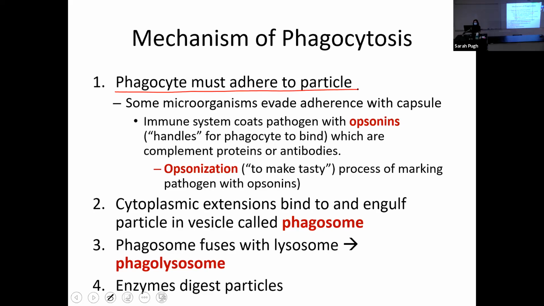Now, your immune system has the ability to coat a foreign organism with something called opsonins, and I'll show you a picture of this in just a minute. Opsonins are basically handles. And so the term of covering this foreign organism with opsonins is called opsonization. And it literally means to make tasty.